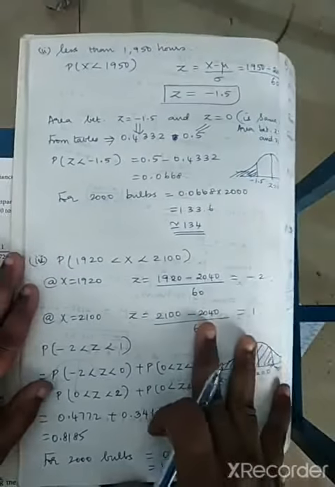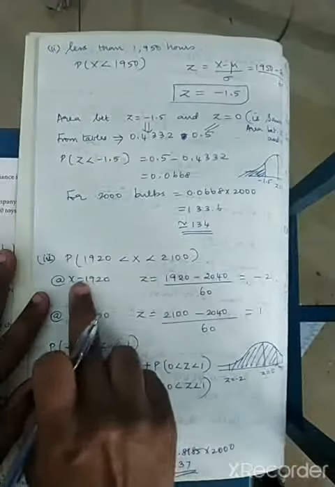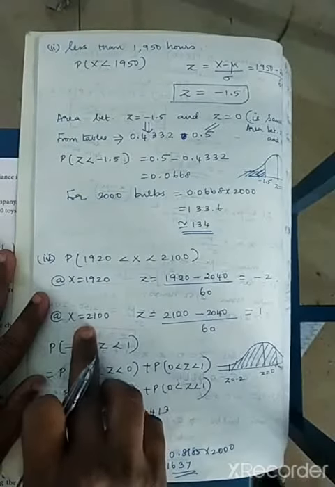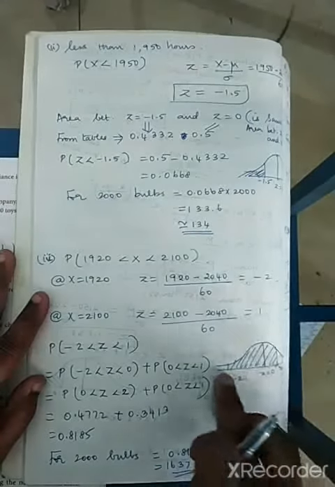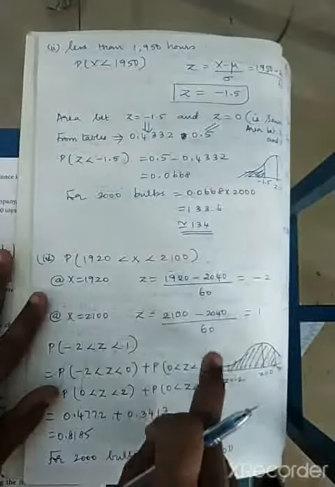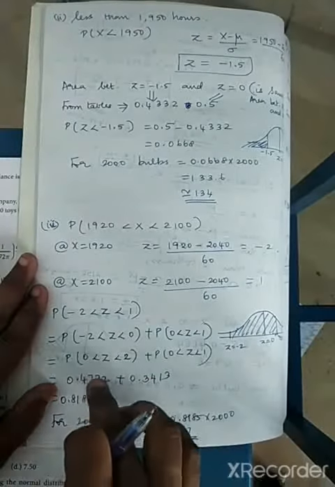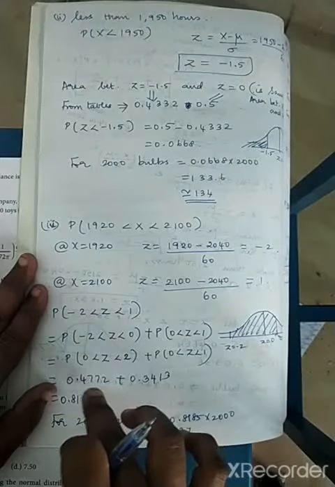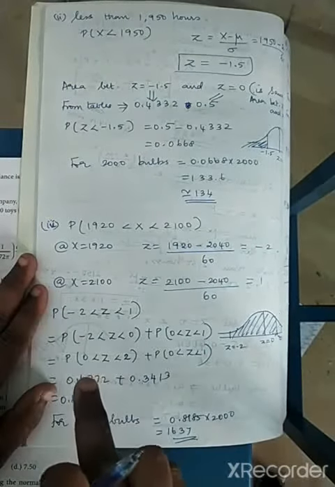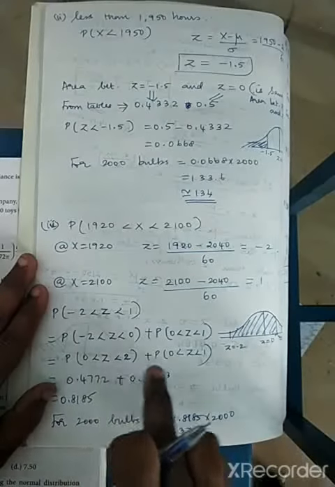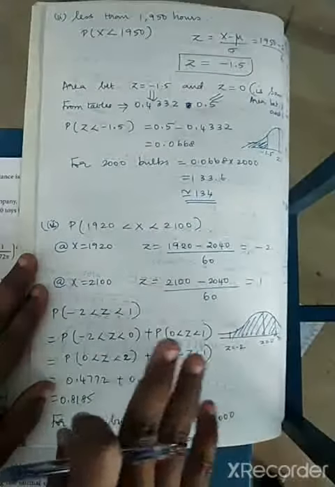Now coming to the third subdivision, between 1920 and 2100. So find z for 1920 separately and z for 2100 separately. Then it will be -2 to +1. For each one you have to draw a diagram, the diagram carries marks. Especially in the normal distribution only, for other distributions there is no diagram. But for the normal distribution you have a diagram, there is a mark allocation for the diagram. Even for at least this bell shaped curve there is a mark.